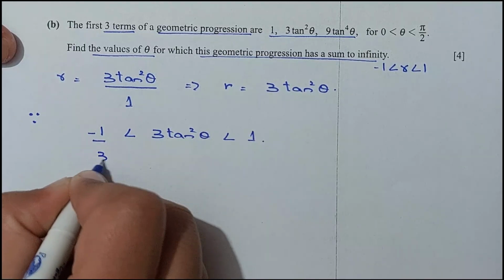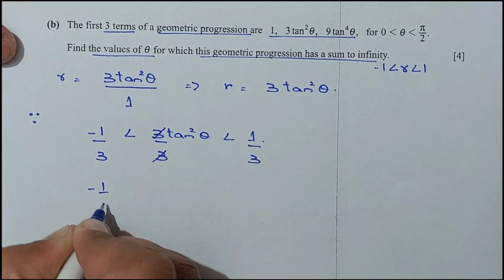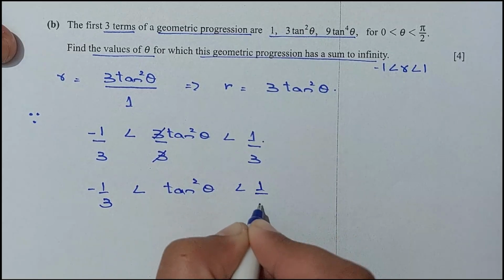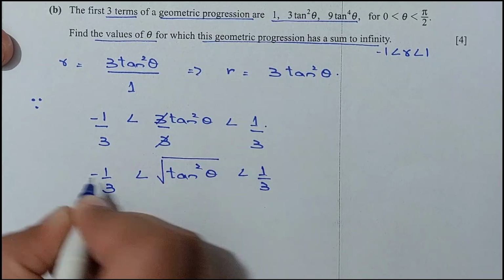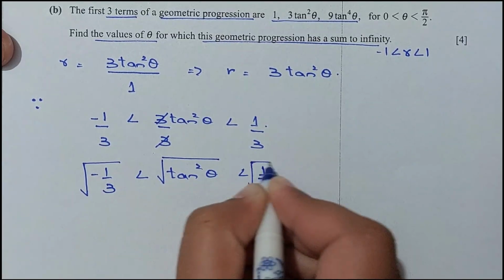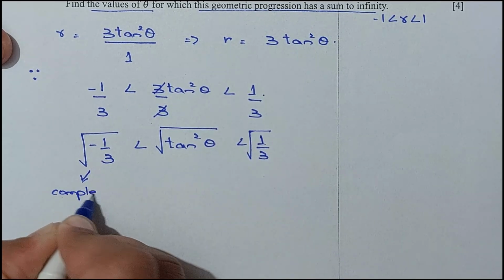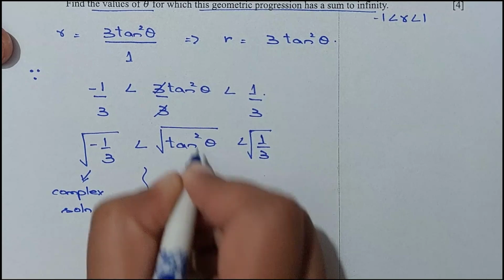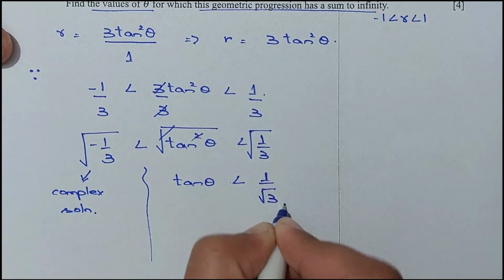So dividing all the sides by 3, these are cancelled out. Minus 1 by 3 is less than tan squared theta is less than 1 by 3. All right, now we have to take a square root to get rid of this square. All the sides are square rooted. Here you will get a complex solution, but we are dealing with the reals only in O levels. Okay, now we are left with tan theta, the square and the square root are cancelled out, is less than 1 over square root of 3.